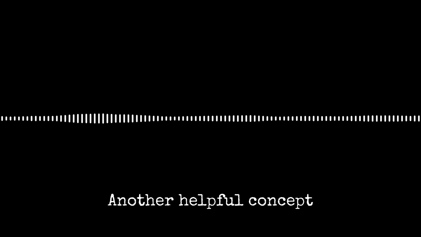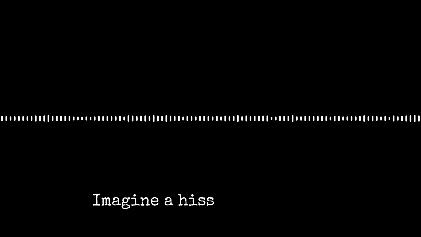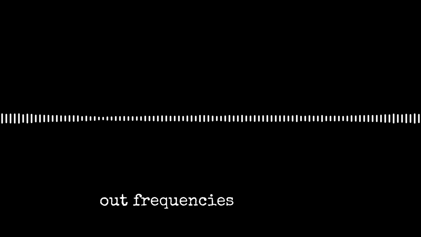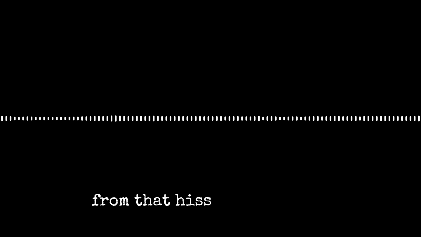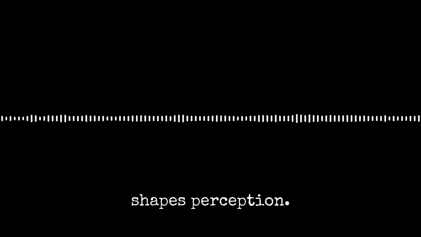Another helpful concept is the journey from white noise to harmony. White noise is sound with all frequencies present in equal measure. Imagine a hiss. If you filter out frequencies that don't belong to a musical scale, you start to hear order emerge from that hiss. First a scale, then maybe a melody. And if you take the filter away, you fall back into the hiss. It's a tangible demonstration of how structure shapes perception.